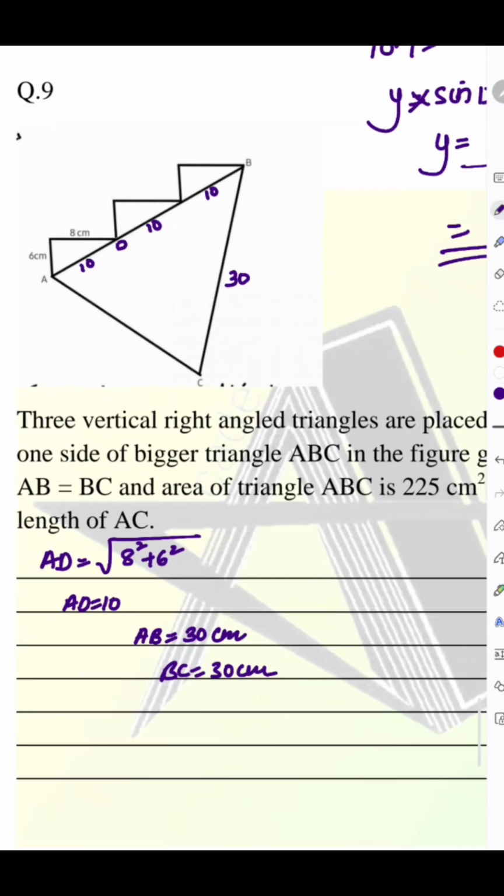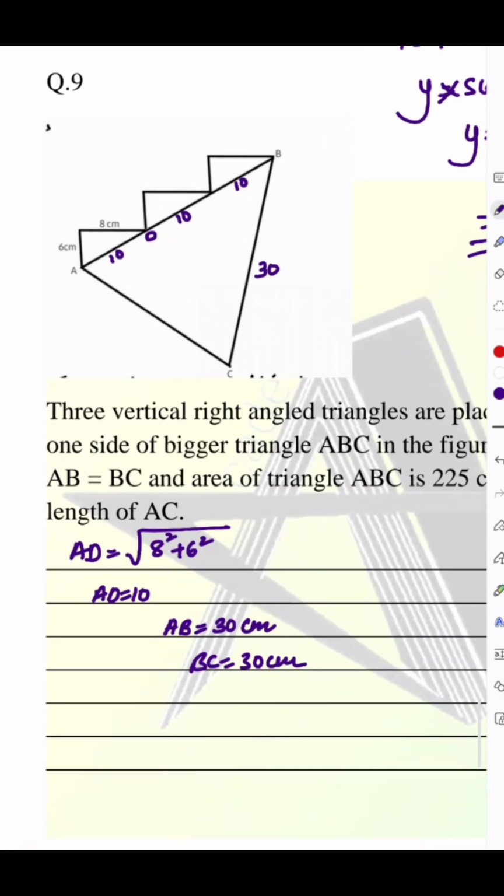Given the area is 225 centimeters squared. So the area of this whole triangle is half AB, because this is not a right triangle, so half AB times BC times sine of angle B is equal to 225. AB and BC both are given as 30. So 30 times 30 is 900 times sine of B is equal to 225, multiplying both sides by 2 in order to remove the half, 225 times 2, which is 450.